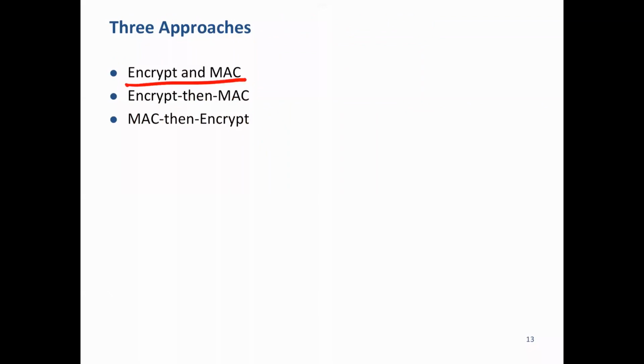The three approaches we'll look at: first is encrypt and MAC, second is encrypt then MAC. Note the word then. First encrypt and then MAC. Third scheme is MAC then encrypt. First you do MAC and then the encryption. Are you able to understand something out of it? Okay, let's look at it.